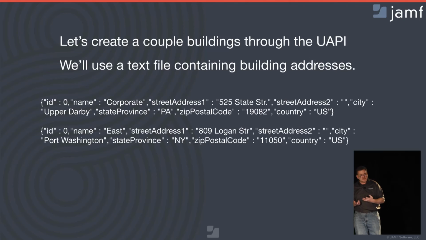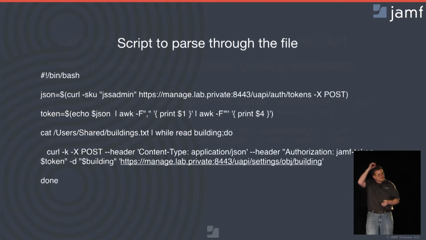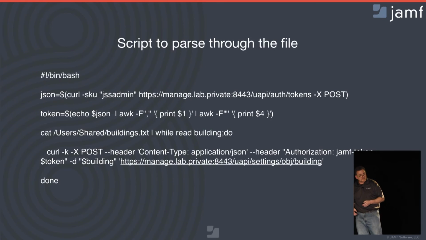Just like departments, I'm not going to want to do this one at a time. So let's create a text file, or maybe I'll talk to one of my coworkers, have them export a bunch of information for the buildings, get it formatted, again, JSON. Two's good enough. And then a little bash script to parse through everything.